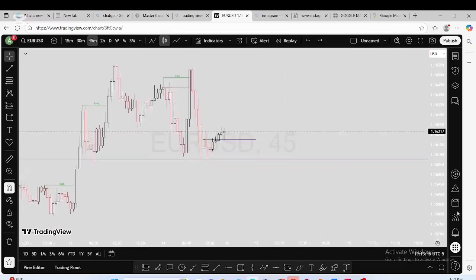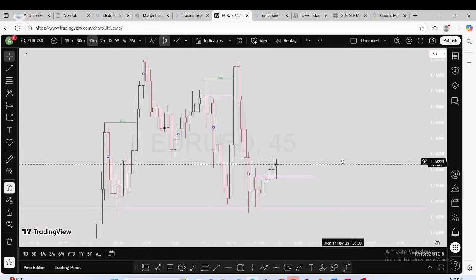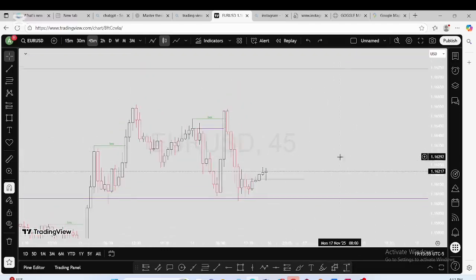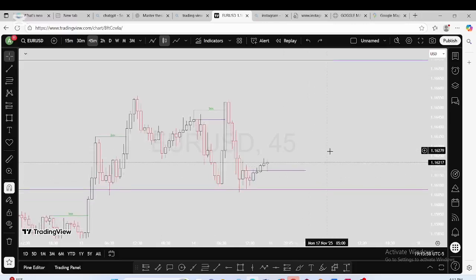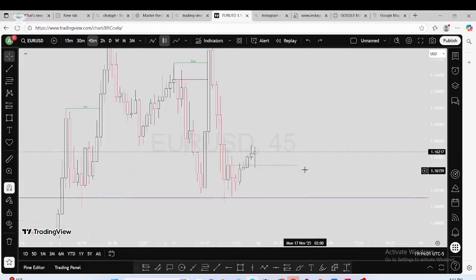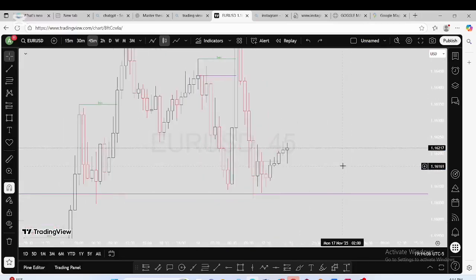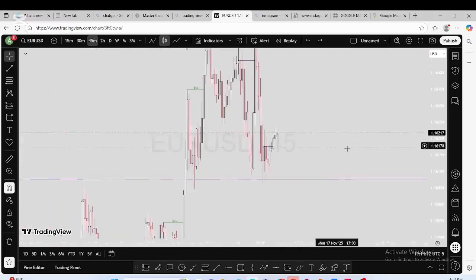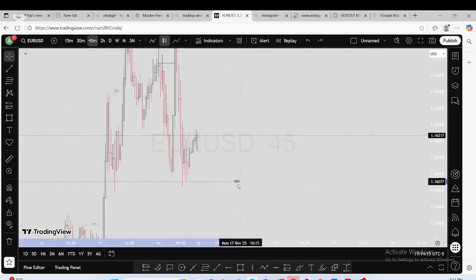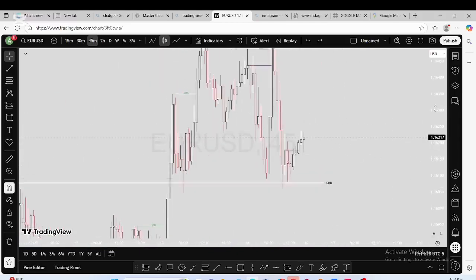So now, since I have a break of structure on this level, on this 45 minutes, what's the next thing I'll be looking at? I've already started my entry. I already have a break of structure that confirms the daily rejection. So my entry will be market structure and liquidity on my 45 minutes.